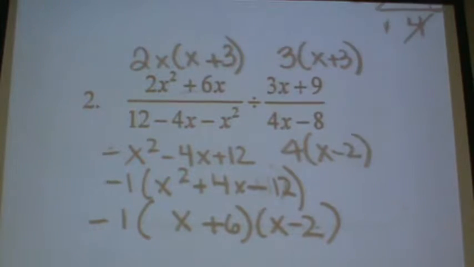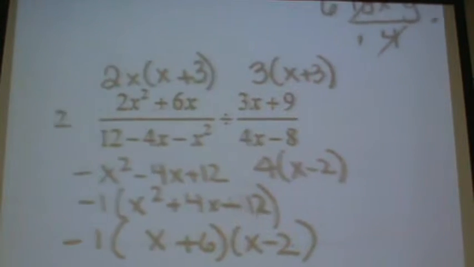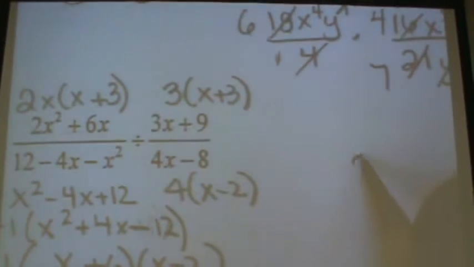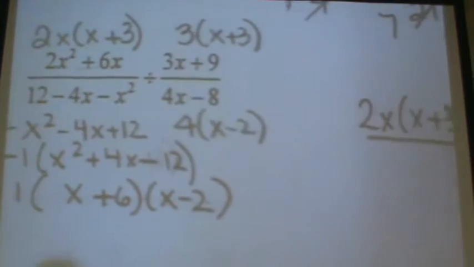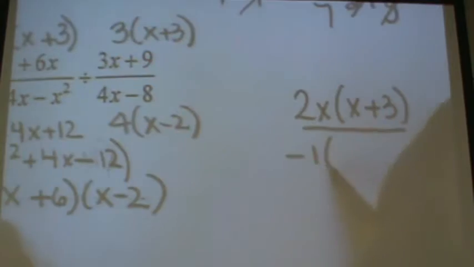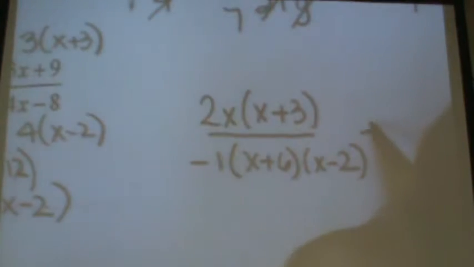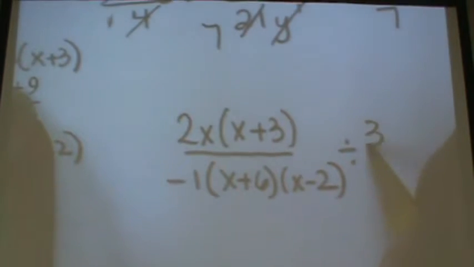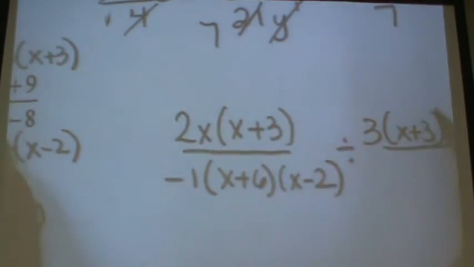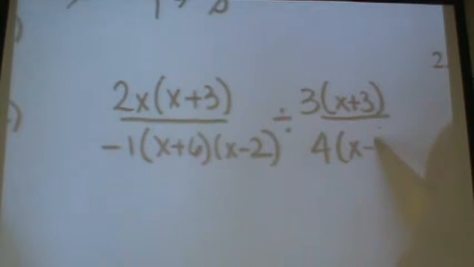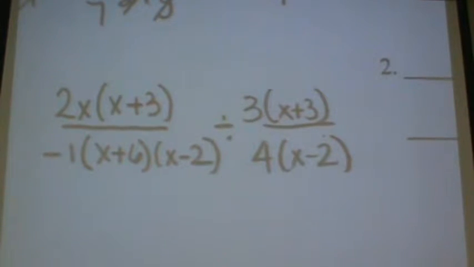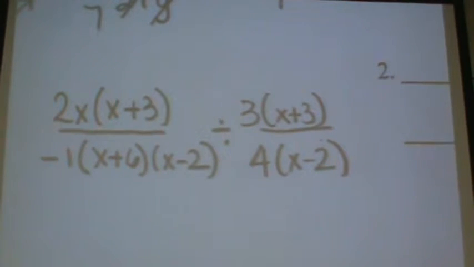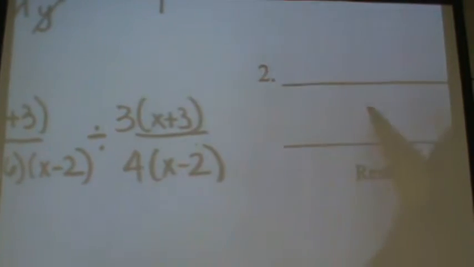Okay, so what you have here, I'll just write it here. You have 2x, x plus 3 on top. On the bottom, you have negative 1, and then x plus 6, x minus 2. And you're going to divide 3, x plus 3, and then 4, x minus 2. Is everybody with me? Can you state the restrictions right now? X can't be what and what? It can't be 2 and negative 6.